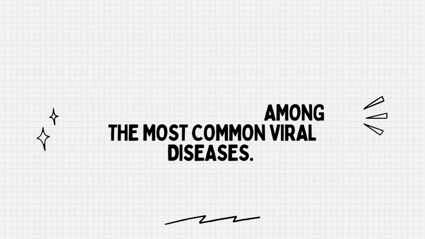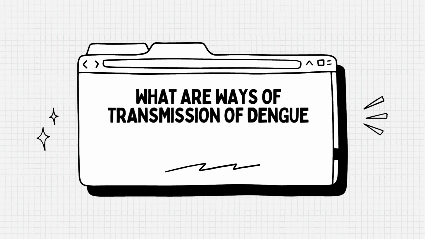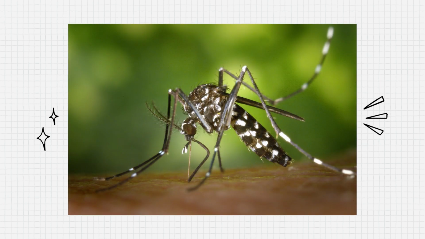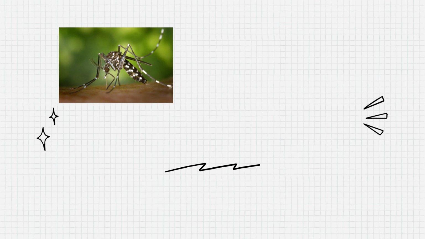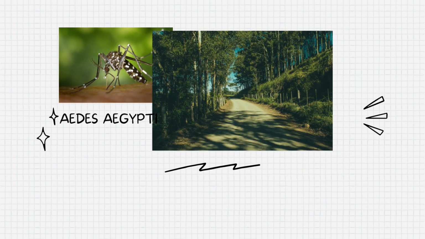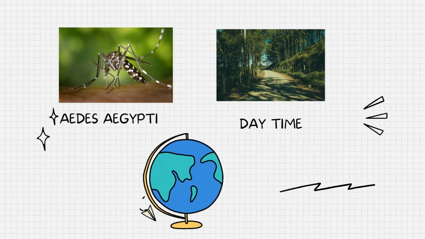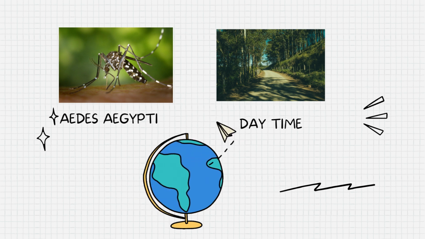Second question is, what are ways of transmission of dengue fever? Dengue is transmitted by several species of mosquito, principally by the genus Aedes, and a subspecies Aedes aegypti. This species bites mostly during the daytime. Remember, it is not spread by direct contact. Sometimes, the history of travel to endemic area is important.